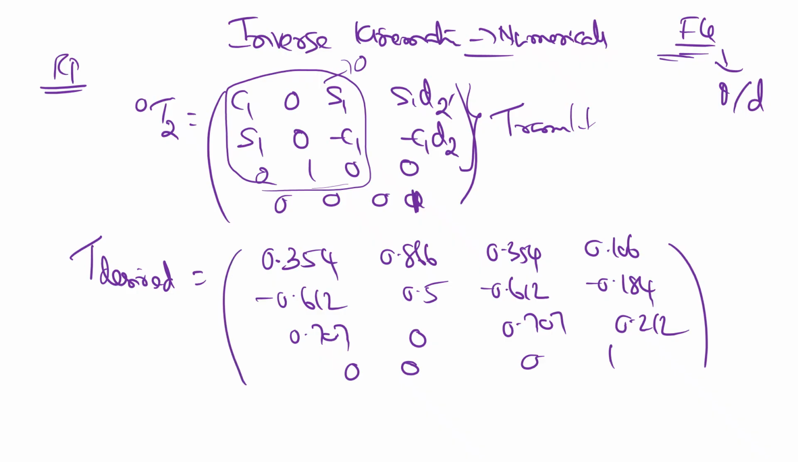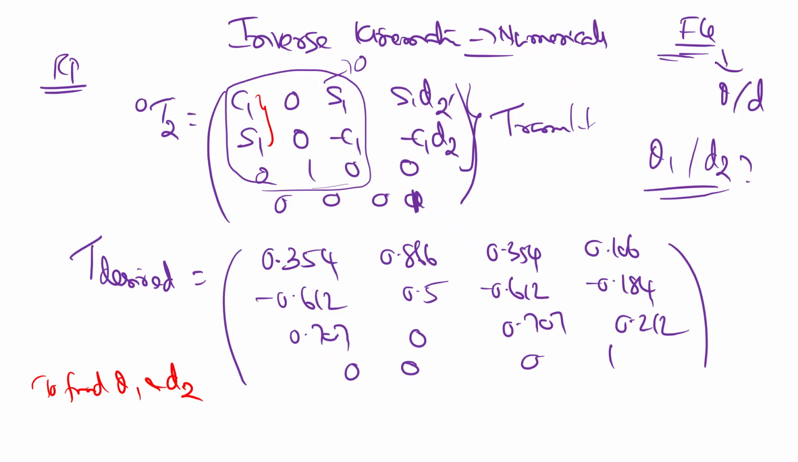Now what we have to do is compare this and get the formulas for theta 1 and d2. This is my goal: find theta 1 and d2. Let's find theta 1 first. If you take the ratio of these two, you will get theta 1. We can go for cos inverse, but always go for arc tan. In robotics, we use arc tangent only, so we need to get the tan of those particular values.